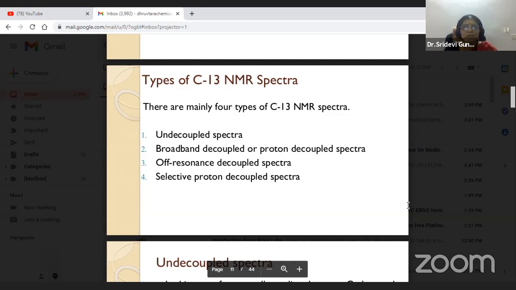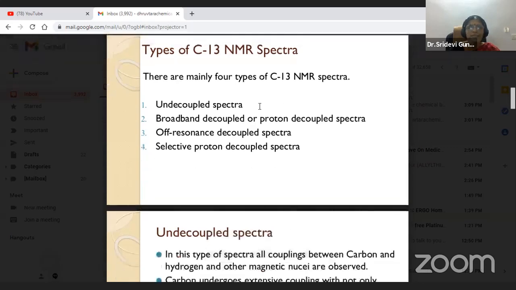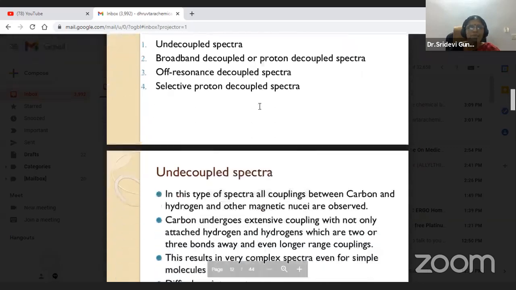Now, we are going to see various types of C13 NMR spectra. There are mainly 4 types of C13 NMR spectra. One is undecoupled spectra, broadband decoupled or proton decoupled spectra, off-resonance decoupled spectra, and selective proton decoupled spectra. So we'll be discussing each of them separately in detail.